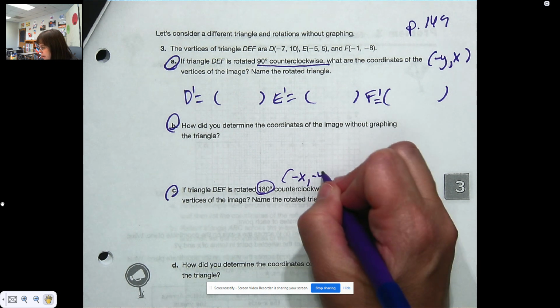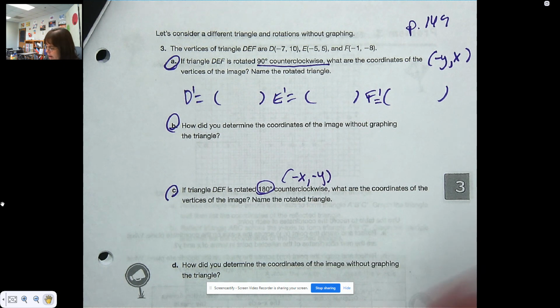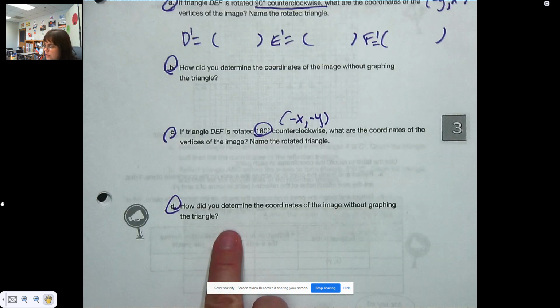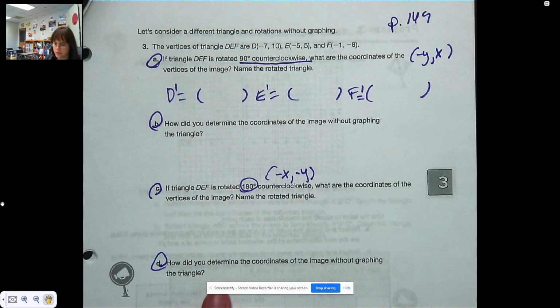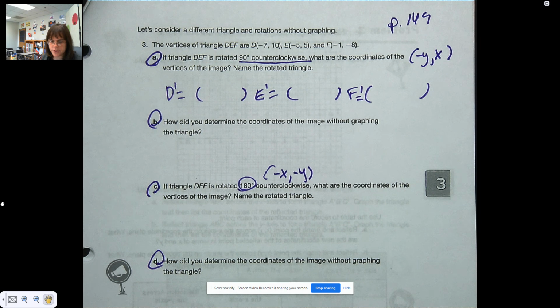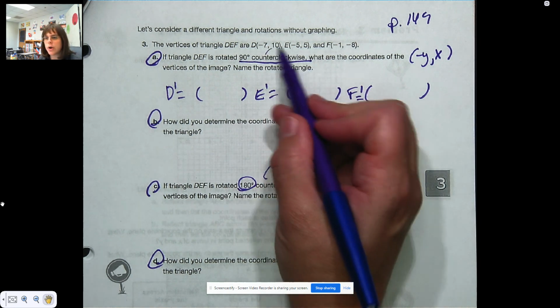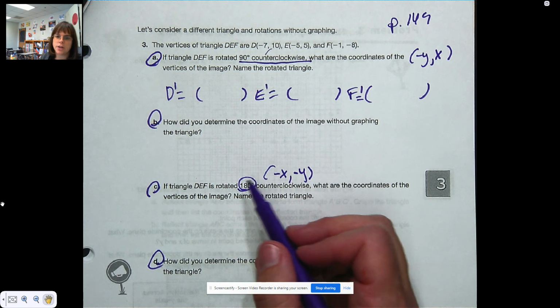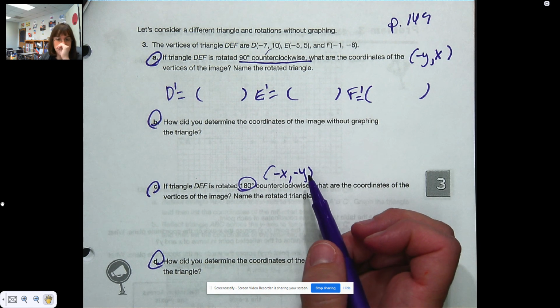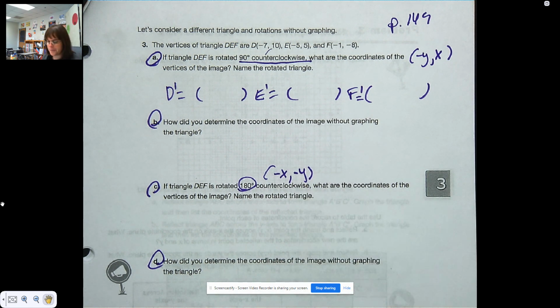So the opposite of X and the opposite of Y. How did you determine the coordinates of the image without graphing the triangle? Okay? So I want you to pause the video and try this. See if you can flip the coordinates around, change your Y sign. See if you can keep X and Y in the same place for 180. Just flip the sign. And then when you're ready, press play.